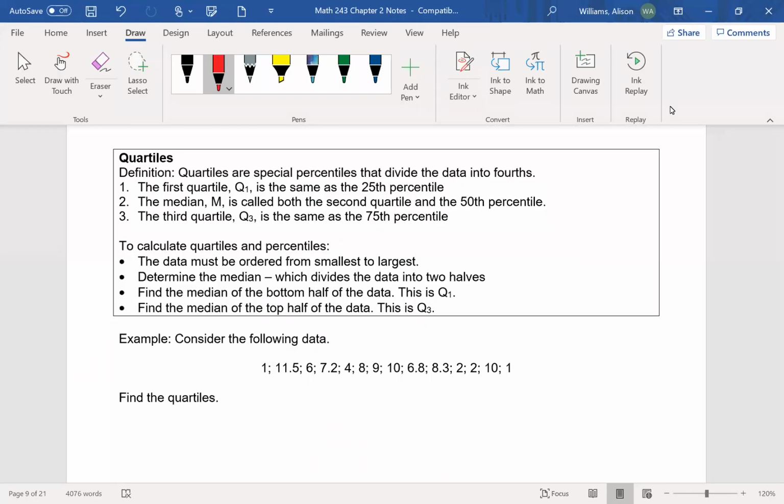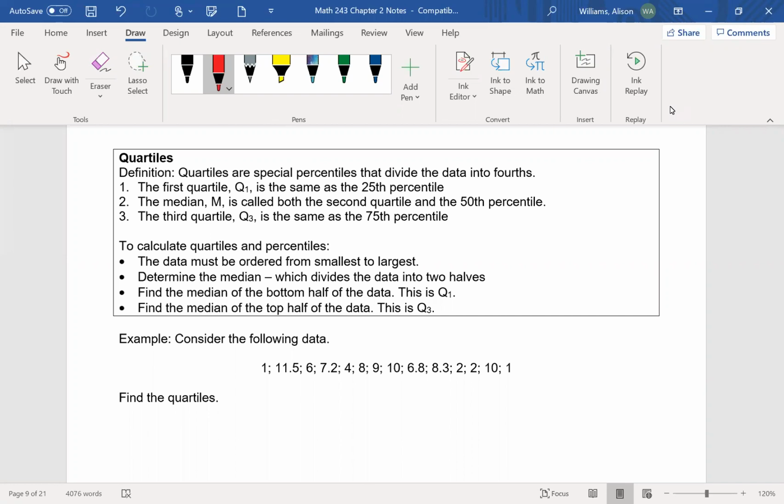In this video, I'm going to talk about quartiles. Quartiles are special percentiles, and they basically divide the data into four parts. The first quartile, which they call Q1, is the 25th percentile. The second quartile, which also happens to be the median, which they're going to refer to as M, is the 50th percentile. The third quartile, Q3, is the 75th percentile.